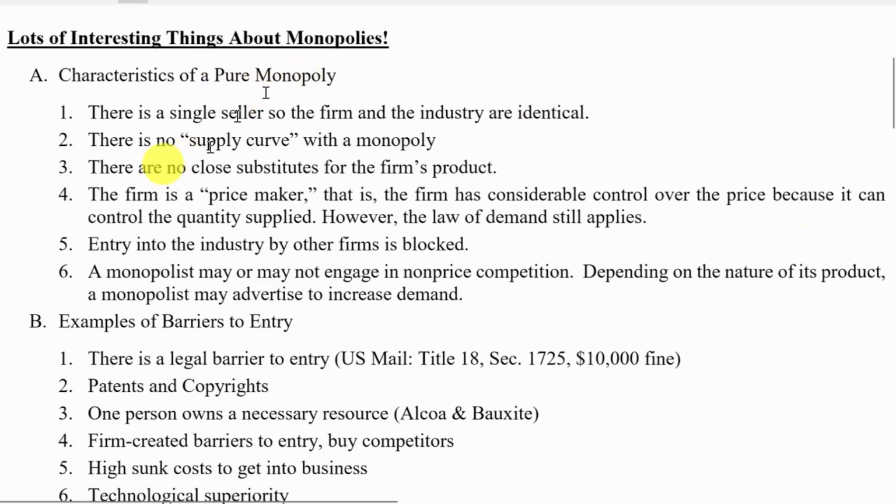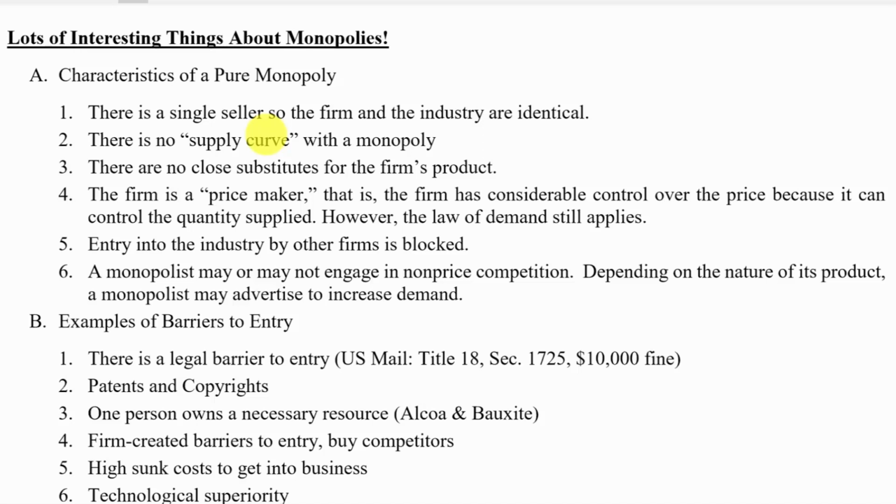And so with a pure monopoly, there is a single seller. And so when you talk about the firm, the business, since there's only one, really that one business is identical to talking about the entire industry, since there's only the one firm. Also, when we talk about a pure monopoly, there is no supply curve. Why not? Well, the definition of a supply curve, if you recall, is what quantity will be supplied in the market at each market price. Since there's not really a market price and there's only one firm, there's not a supply curve.